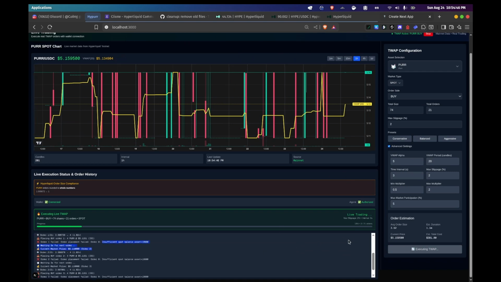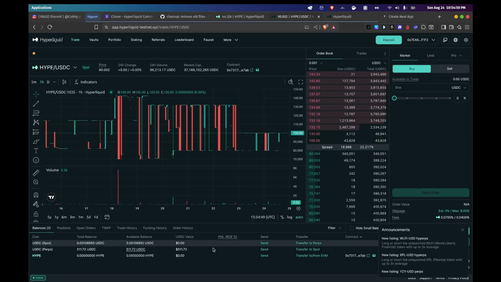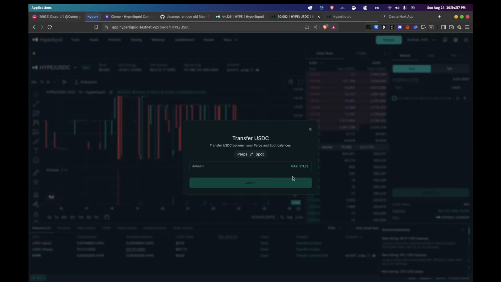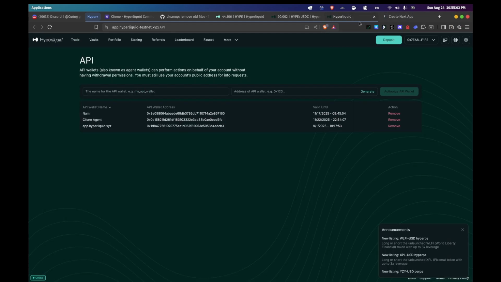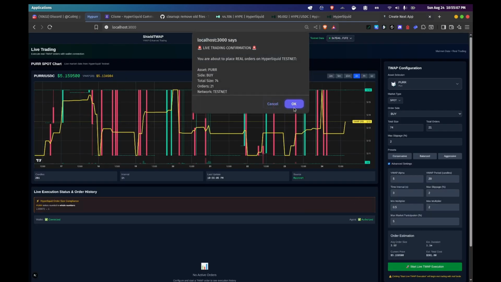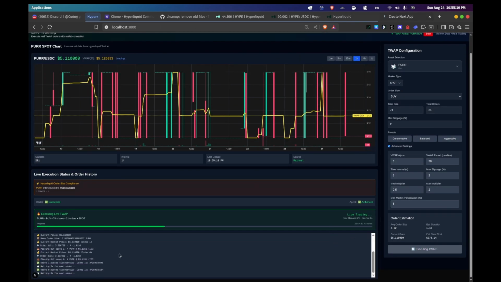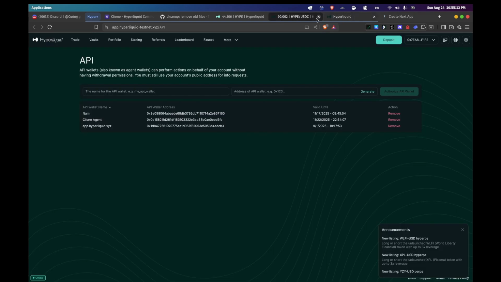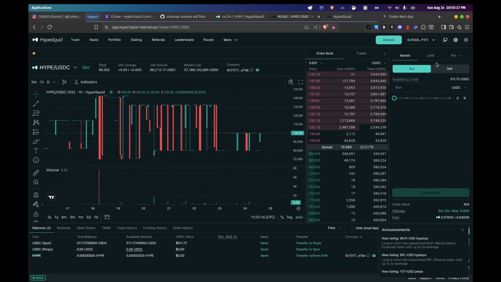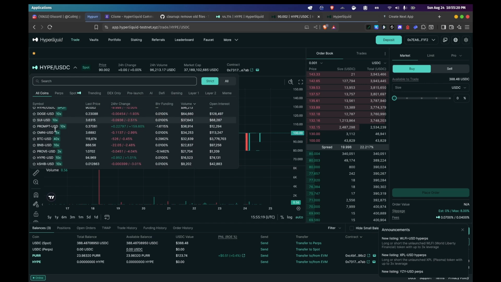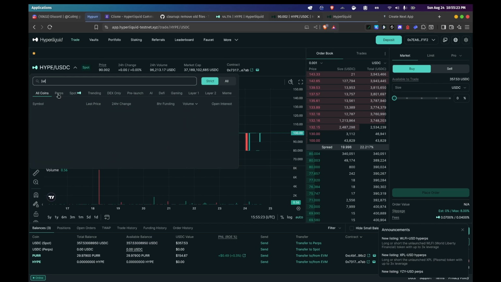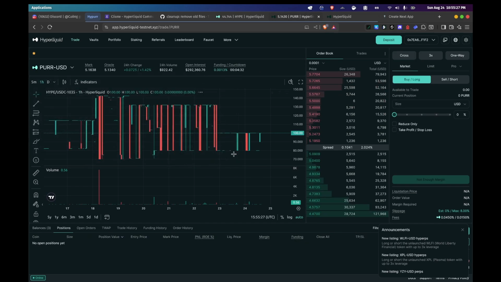Ooh, insufficient spot balance. Hold on. My balance is in perp. My bad. I'm going to transfer all of it to spot real quick. There we go. And let's start trading again. There we go. The order is going through. Let's check on Hyperliquid. And oh, this is Hype. And let's check on perp. We are buying perp spot.